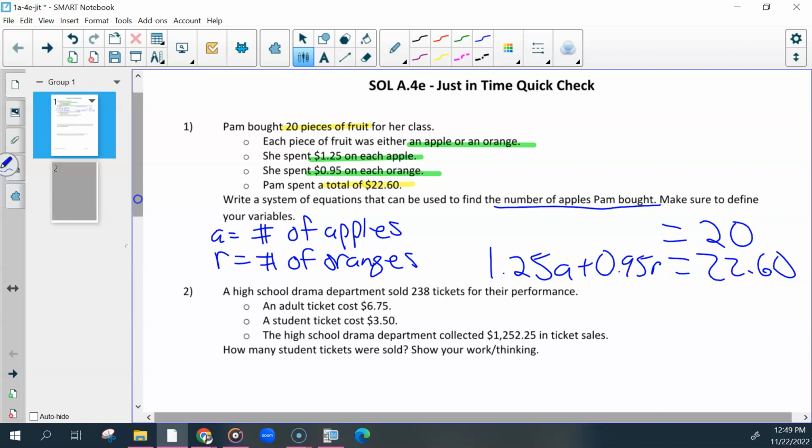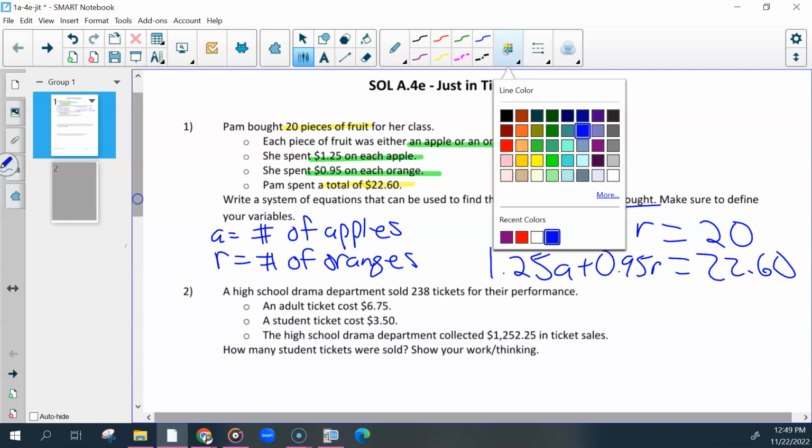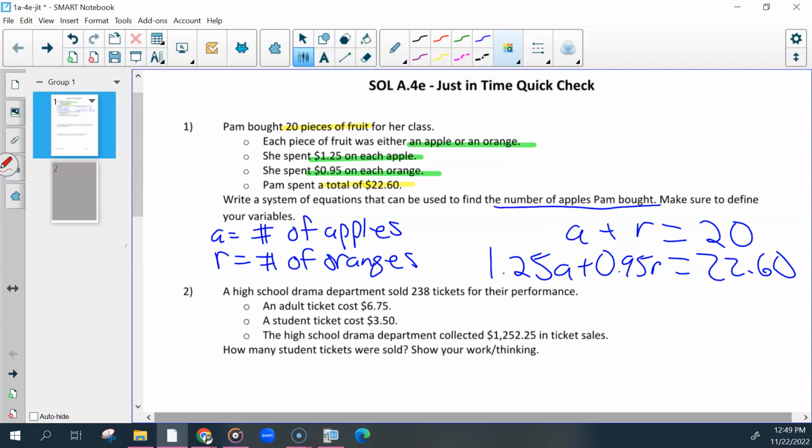Before we do that, for this first one, 20 represents the total number of pieces of fruit. So A plus R would be our second equation. Great. If we were solving this to find the number of apples, we could use elimination, get rid of the oranges, because you don't need it. So to get rid of this, these coefficients would need to be the same. So I'm going to multiply this entire thing by 0.95.